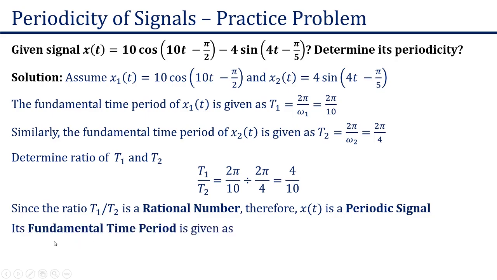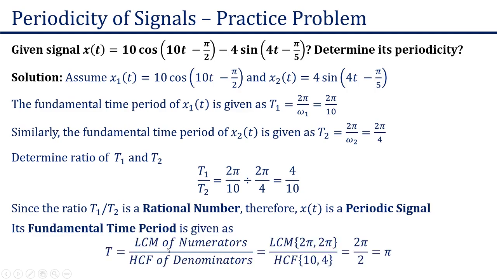Now the fundamental time period of the signal x(t) is given by the formula: LCM of the numerators of T1 and T2 and HCF of the denominators of T1 and T2, which is equal to LCM of π and π divided by HCF of 10 and 4, which is equal to 2π by 2, which is further equal to π, and hence the fundamental time period of the signal x(t) is equal to π.